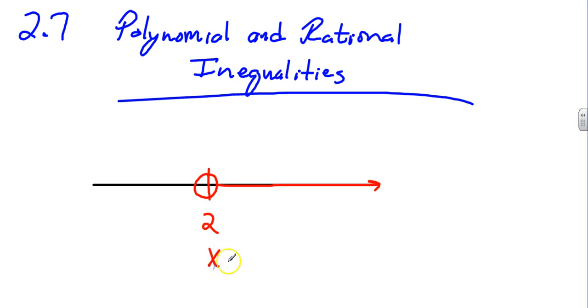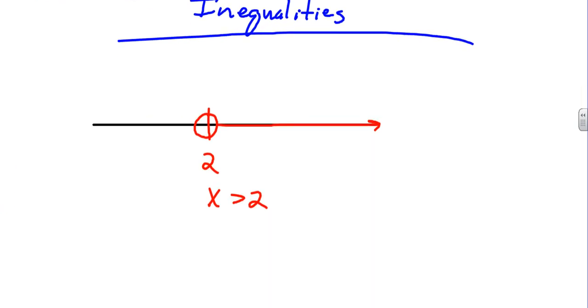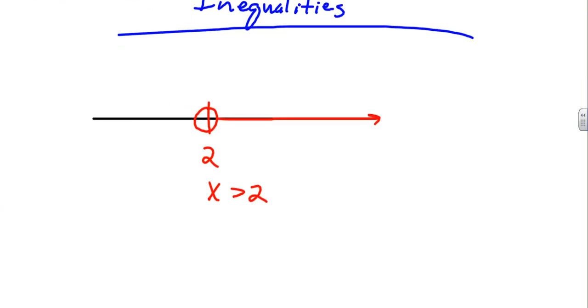If you have a problem like x greater than 2, if it's greater than, you're going to use the open circle. If it's less than, you also use an open circle. And as long as you put the x first, the direction of the greater than or less than symbol always matches this arrow. As long as you put x first, you're good to go.